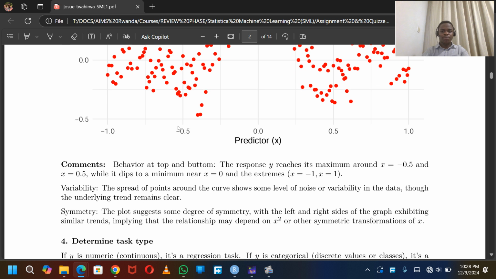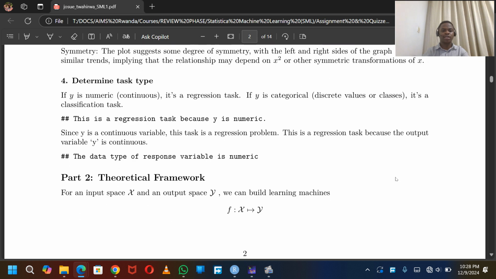I studied the scatter plot of it to see the relationship between x and y, as predictor variable and response variable. I have seen that there is some level of noise or variability in the data. Also, I have seen that y reached the maximum when x is equal to negative 0.5.